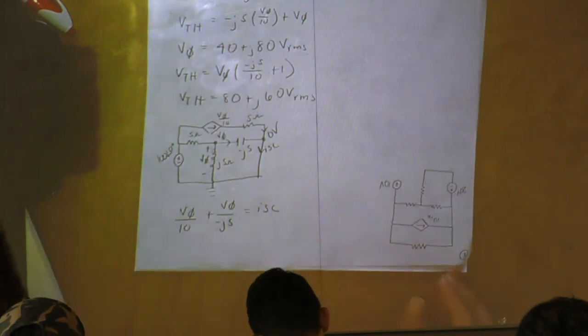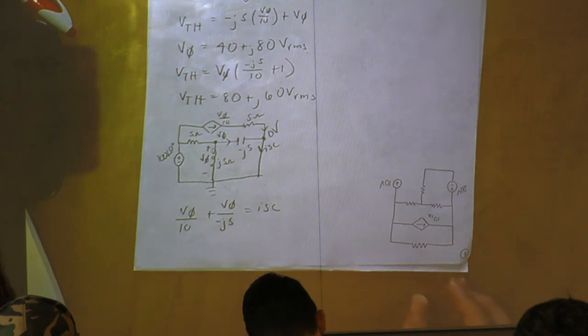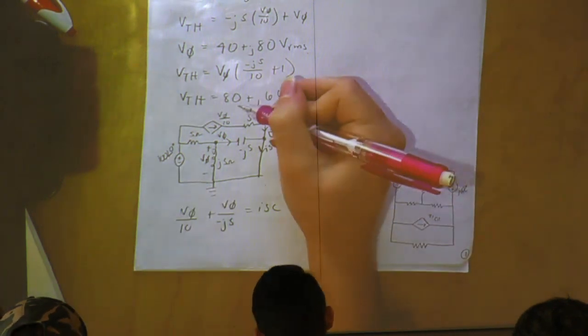Sorry, again, where did you get V phi over 10? Our dependent source.